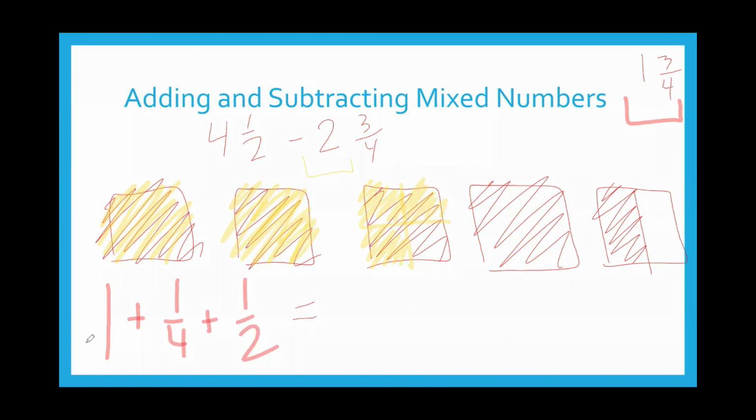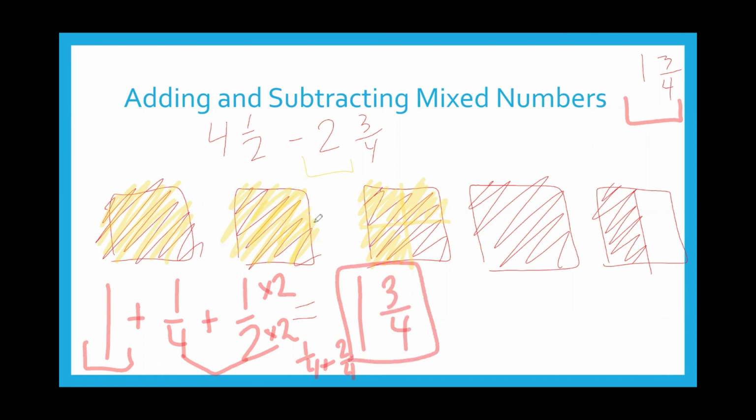So I only have 1 whole number, so it's just a 1. Then I have 1/4 plus 1/2. Again, I have to make these equivalent. So I'm going to see that the least common multiple is 4. So I'm going to make this 2 into a 4 by multiplying it by 2. Then I do the same to the top. So now I have 1/4 plus 2 over 4, which just means 1/4 plus 2/4 equals 3/4. So as you can see, even with the visual, we got the same answer that we initially got.